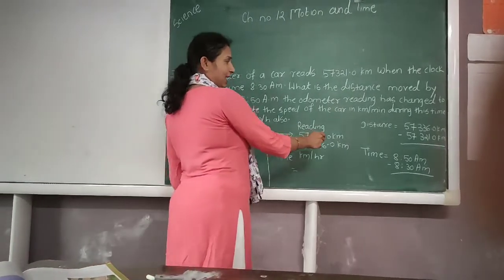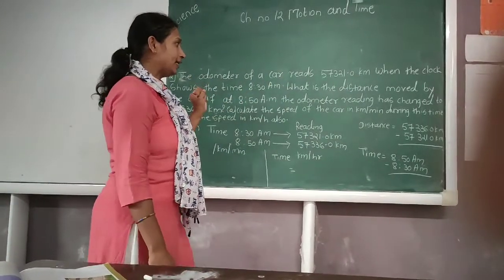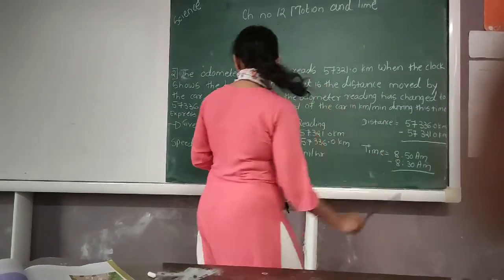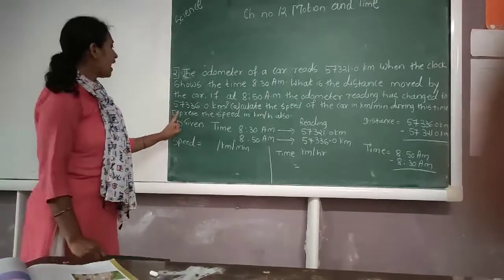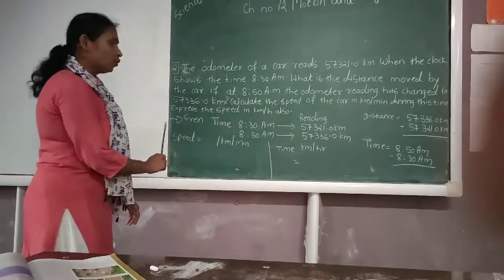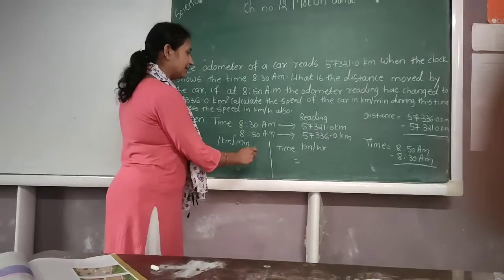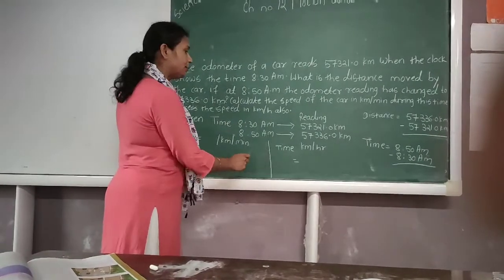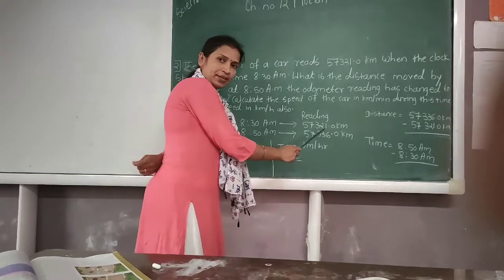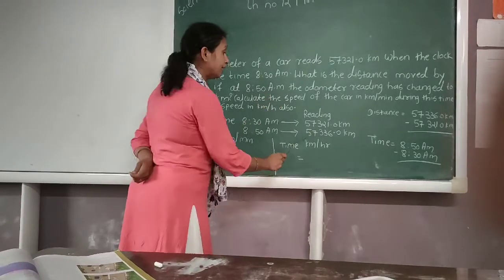Calculate the speed of the car in kilometer per minute during this time, as well as express the speed in kilometer per hour. So, what is the given data? Time is given two times. Initial 8:30 a.m., final timing 8:50 a.m. Clear, students? At 8:30 a.m. the reading was 57,321 km, and at 8:50 a.m. the reading of the odometer was 57,336 km.